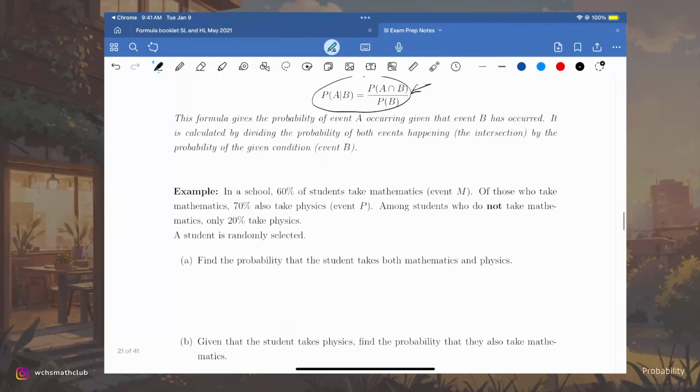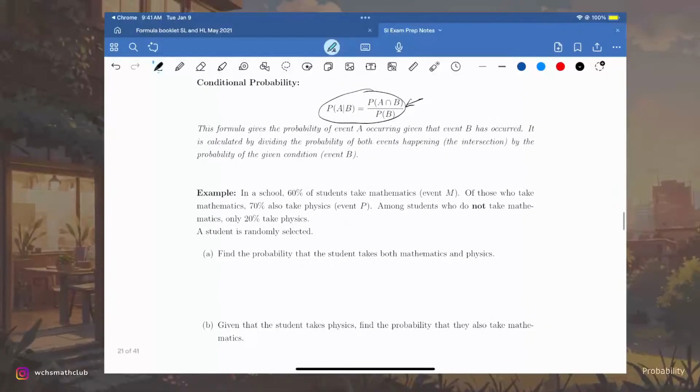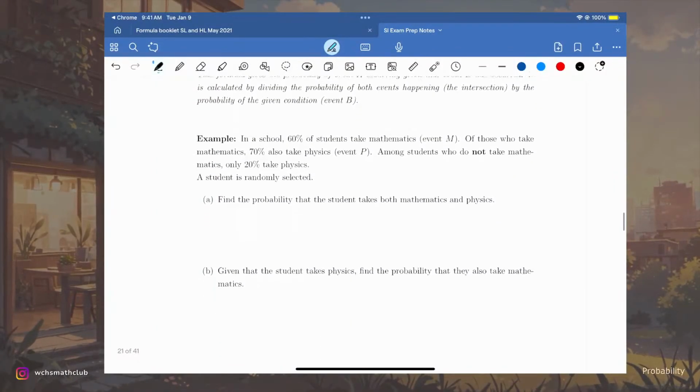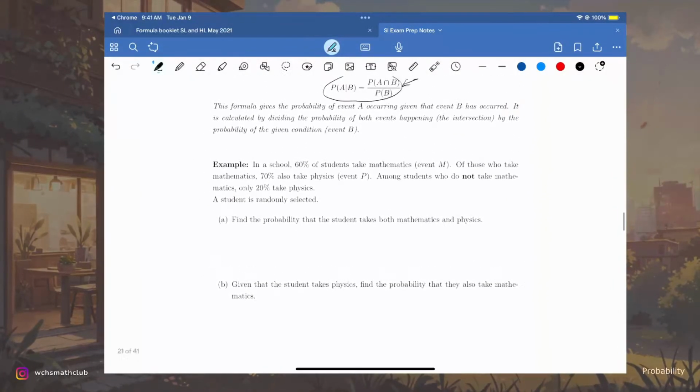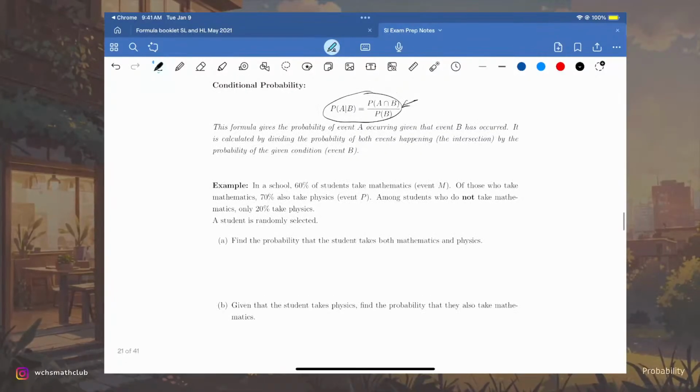Now, I think that's all we have to discuss for probability. We do have an example problem, and I would like you to try it before I discuss it. So I'll give you 5 more minutes for that.